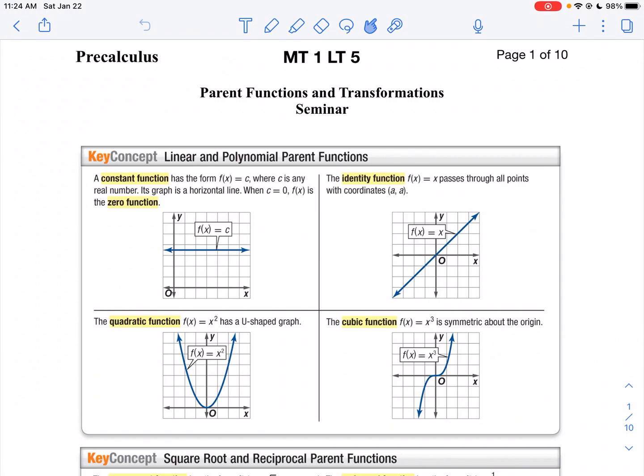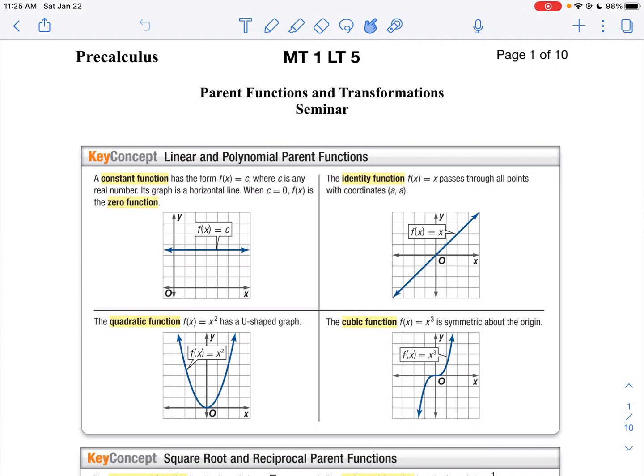Hello. In this lesson, I want you to identify, graph, and describe parent functions. I want you to do transformations of parent functions. So a parent function is one of the vocabulary words we're going to be talking about, along with constant, zero, identity, quadratic, cubic, square root, reciprocal, absolute value, and step and greatest integer functions, along with transformation, translation, reflection, and dilation. So a bunch of vocabulary is going to be thrown at you.